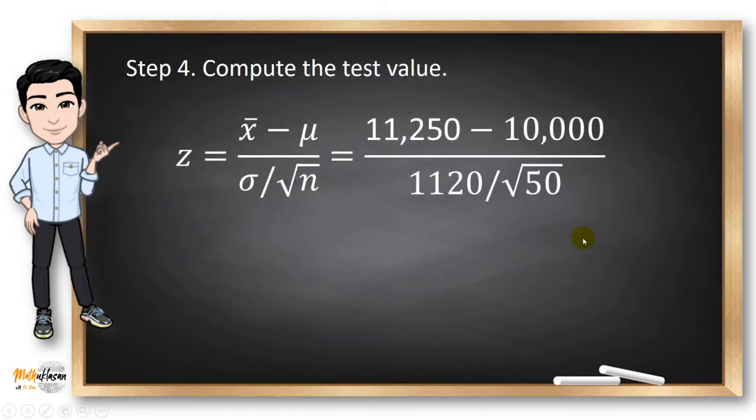By using the formula I mentioned a while ago, we'll be able to find the test value. Z is equal to 11,250 because this is the sample mean, minus 10,000 for the population mean. The population standard deviation is 1,120, and since n is equal to 50, we'll have a value of 7.89.